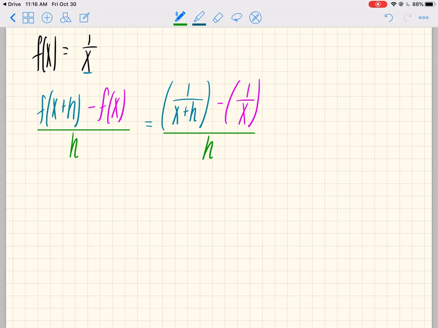Okay, now we have a fraction within a fraction. So what we've got to do first is combine the numerator. And remember, in order to subtract a fraction from a fraction, we have to have a common denominator. So to get a common denominator, we're just going to multiply each denominator by the other denominator. So x plus h and then x, okay?